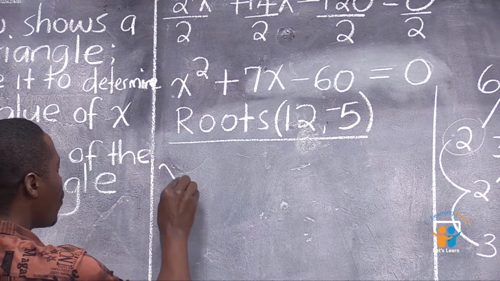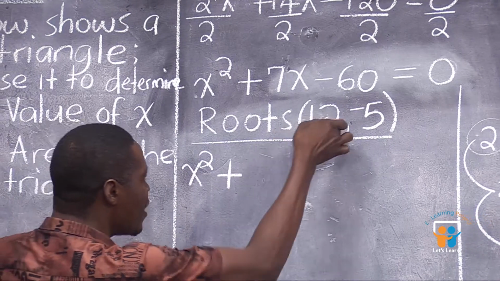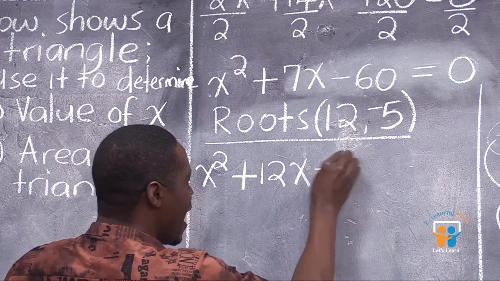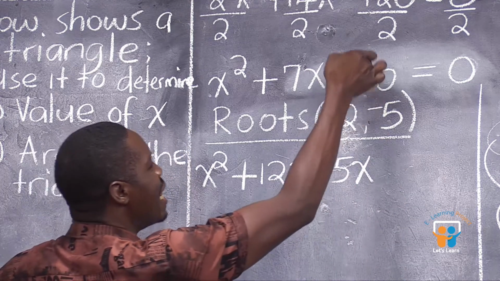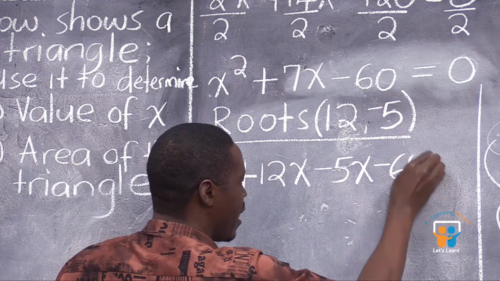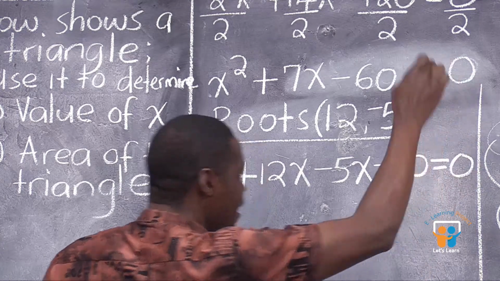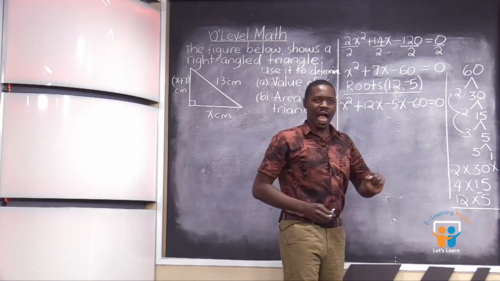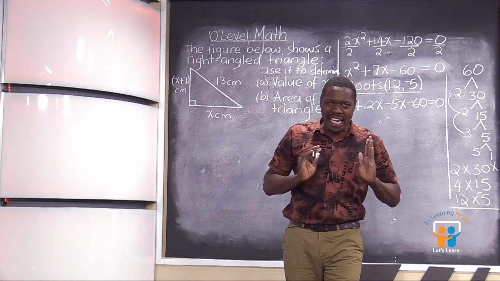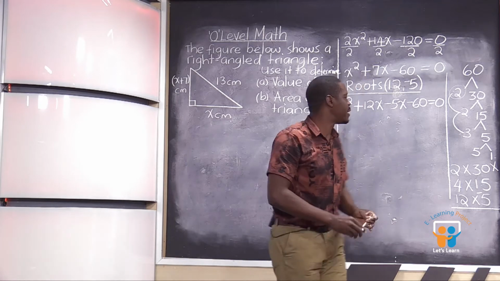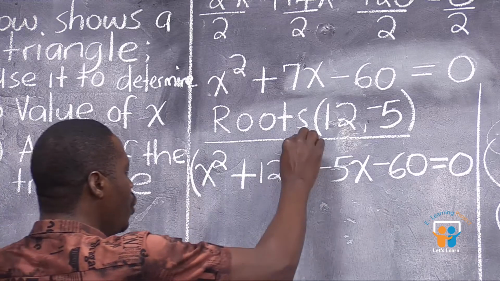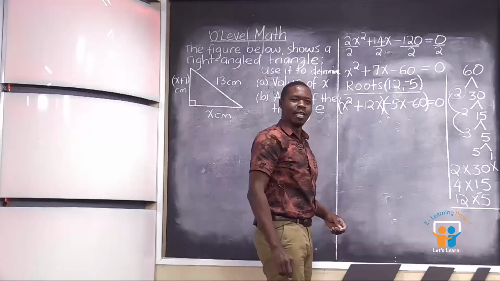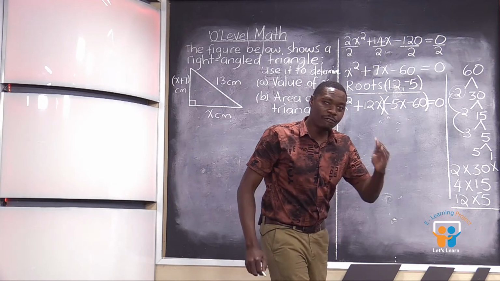We are going to say x squared plus the first root, which is 12x, plus the next root, which is negative 5x, and then the last number, which was negative 60, all equated to 0. Now we have 4 terms: 1, 2, 3, 4, and we are going to pair them 2, 2 in each bracket. The first 2 in the same bracket, the next 2 also in the same bracket. Now we are going to look for what we call the common factors.